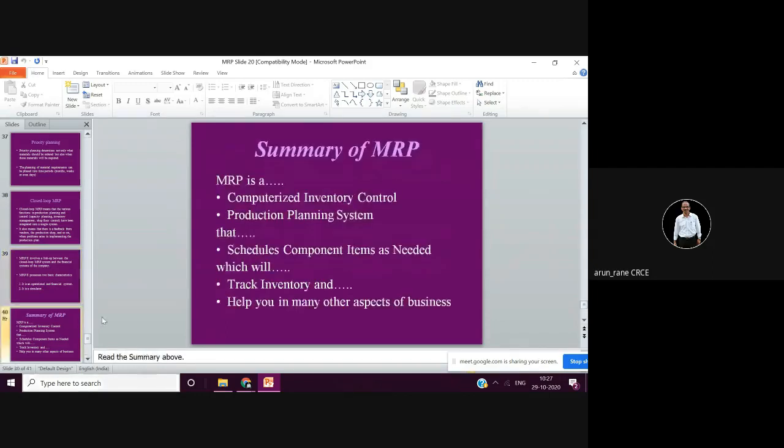So to summarize, MRP is a computerized inventory control. Production planning and control has a big role in that. Then it schedules the component items as needed. It tracks the inventory. So it will give you at the end what quantity is required and when.